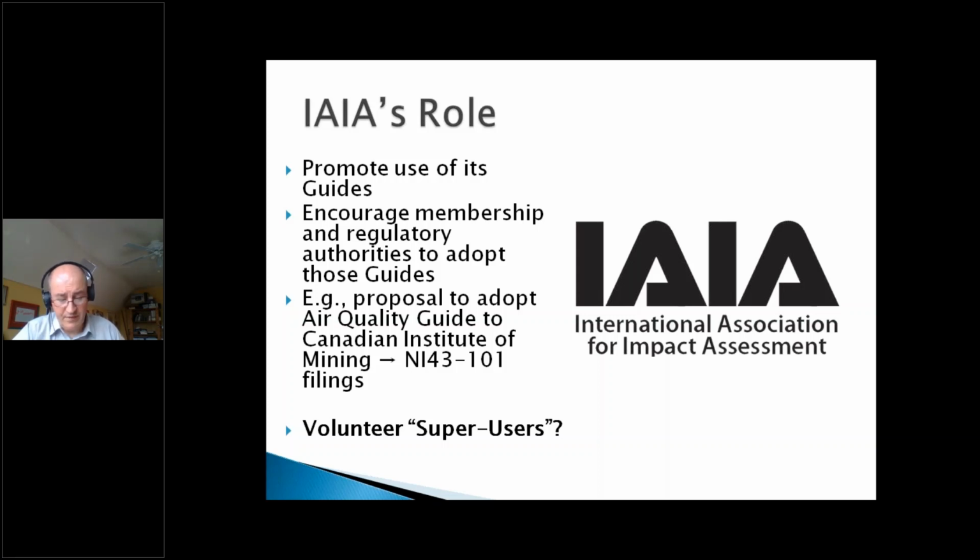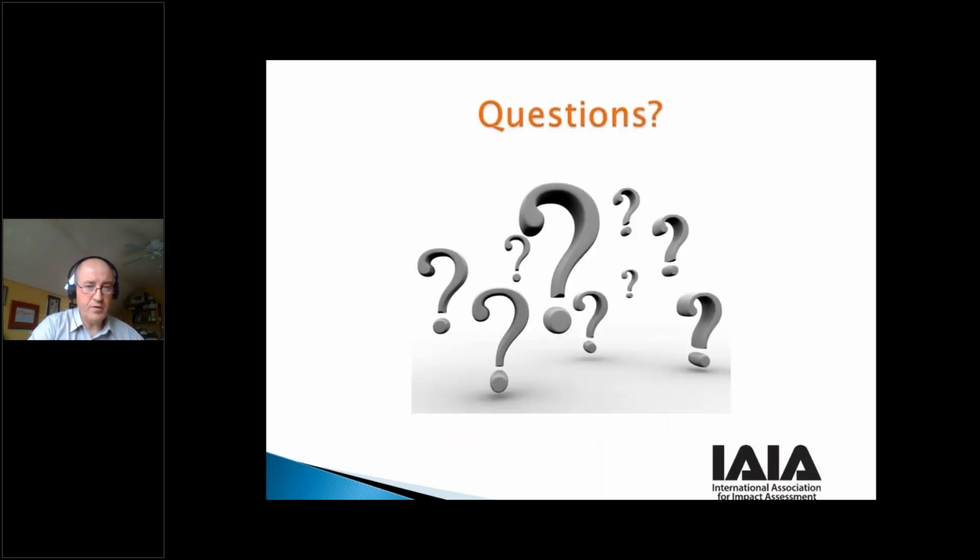So that's my own personal effort on that, and we would encourage others to make similar efforts if they possibly can. In that vein, IAIA also encourages users to become what we call super users of their guides. That is, professionals who are willing to provide feedback to IAIA on improving or expanding the guide, or who will encourage their local authorities to adopt these guides as part of their regulatory regime. There will be an exit poll at the end of this presentation for those who are interested in becoming super users so that they can register their interest. And at this point, I hand it back to Bridget for questions. Thank you.